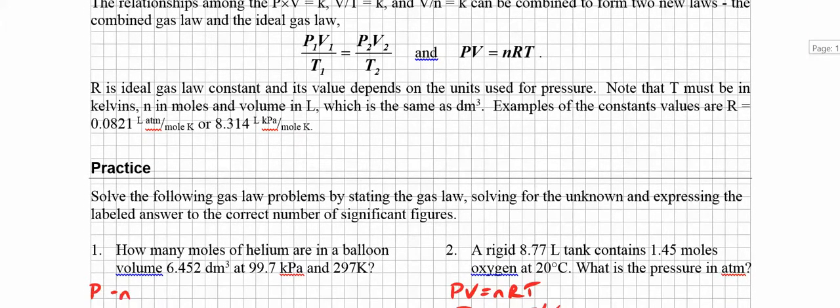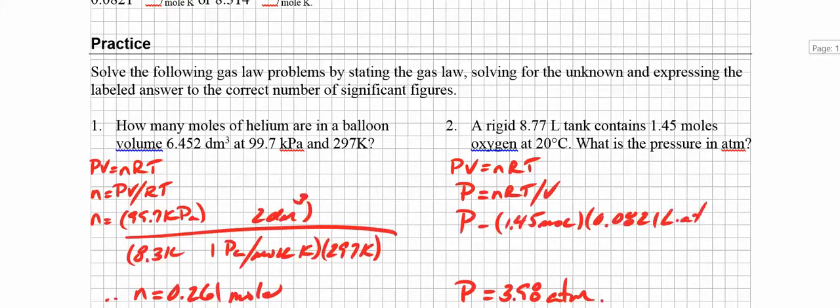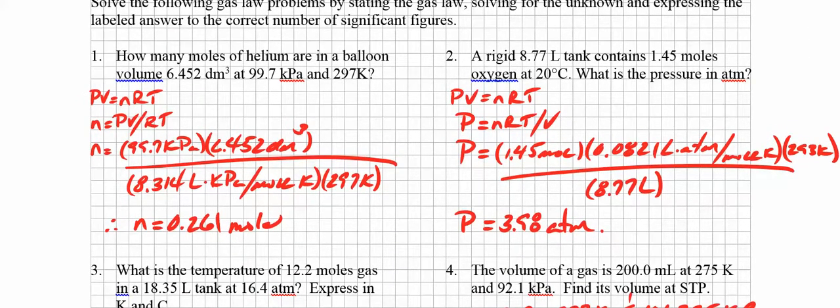So let's do a little bit of practice. Here we go. Number 1 says, how many moles of helium are in a balloon of volume 6.452 cubic decimeters at 99.7 kilopascals and 297 degrees Kelvin? Now we need to pay very close attention to the units that we're using here. We've got the volume in decimeters cubed and the pressure in kilopascals. The temperature, fortunately, is in degrees Kelvin.